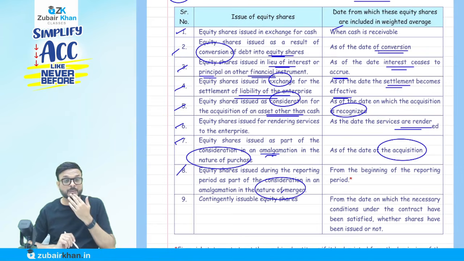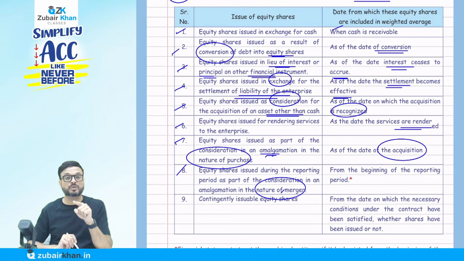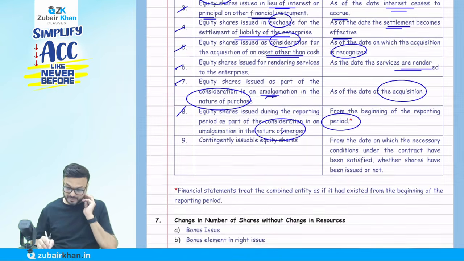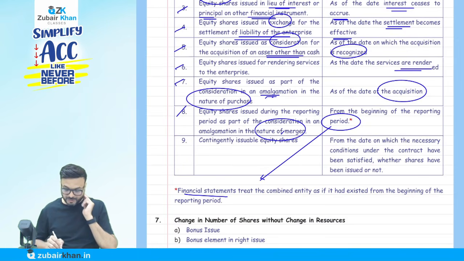Now, equity shares issued during the reporting period as part of consideration in an amalgamation in the nature of merger. What happens in this case? We issue the shares here also, but it will be considered that we issued the shares at the start of the reporting period. Why at the start of the reporting period? The reason is that the financial statements treat the combined entity as if it existed from the beginning of the reporting period.